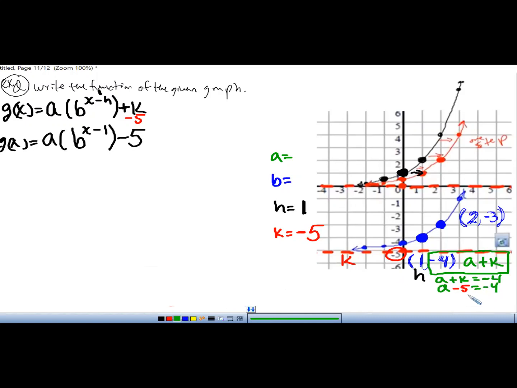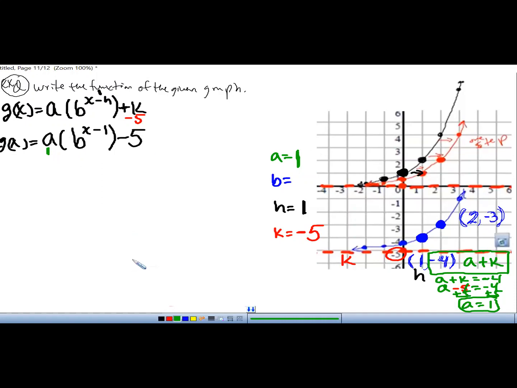Once I substitute the value for k and solve for a, what do I do? Plus 5, plus 5. A equals 1. That goes right here. And substitute it here so you guys can see it. There it is.